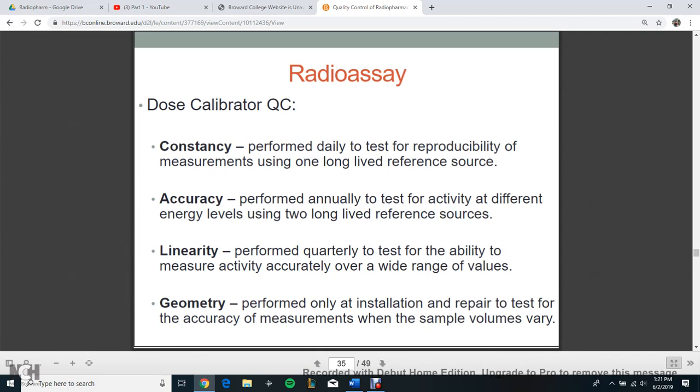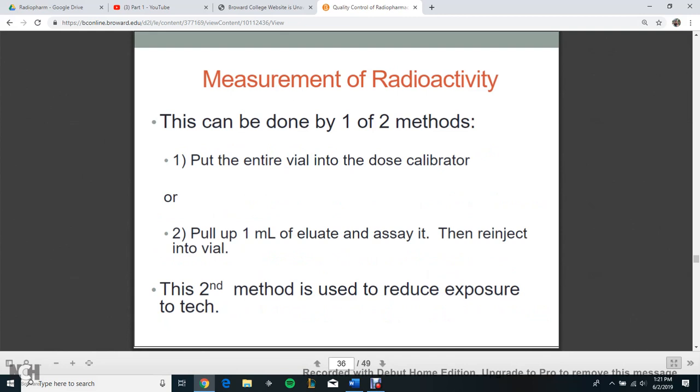Linearity: performed quarterly to test the ability to measure activity accurately over a wide range of values. Geometry is performed only at installation and repair to test for the accuracy of measurements when the sample volumes vary.